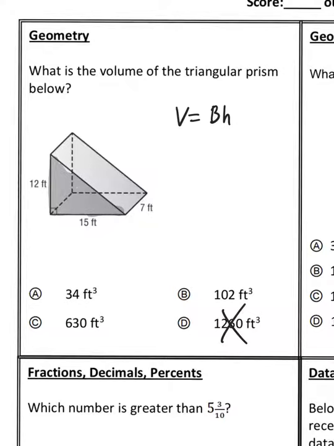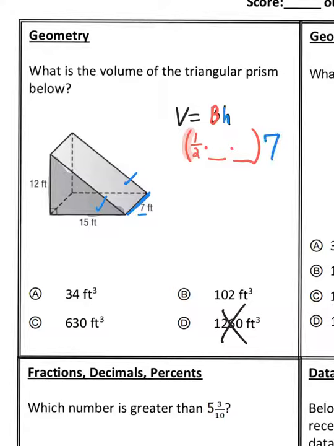So let's start with big B. The area of a triangular base is half times whatever the base is times whatever the height of that base is. That is just going to get you big B. Now H is the height of the prism, and that is the distance right here between the front triangle and the back triangle. So I know H is going to be 7.